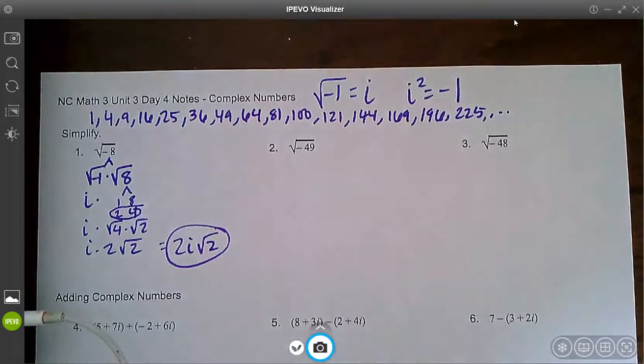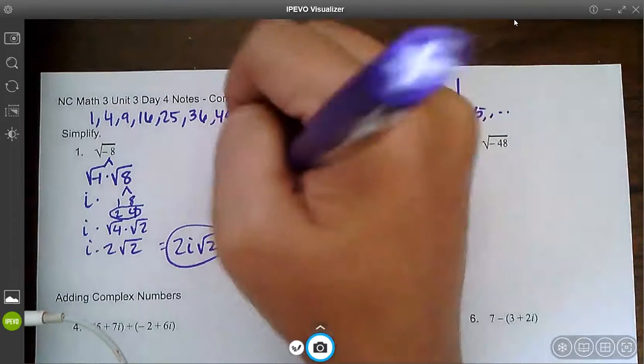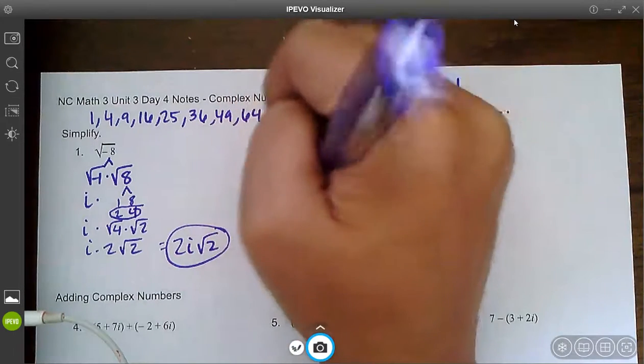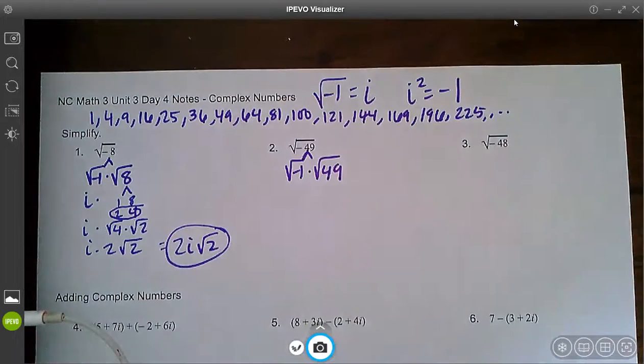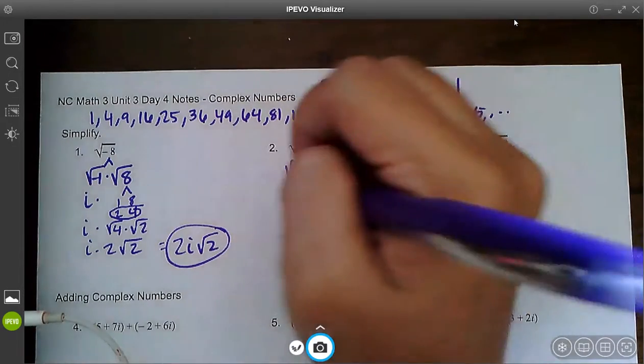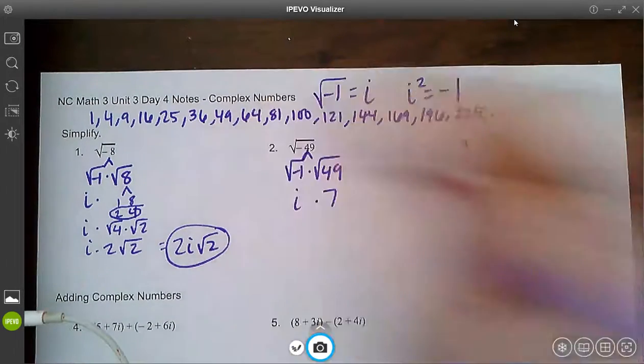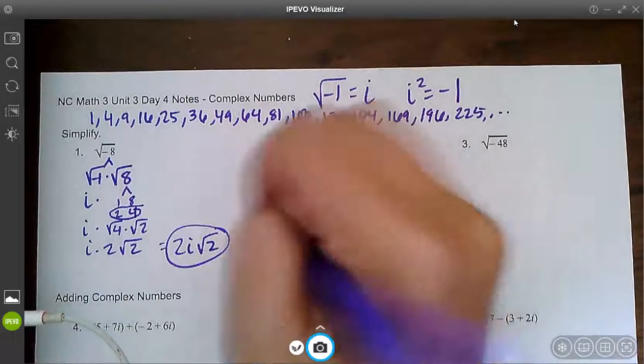The next one, I have a square root of -49, so I'm splitting that up. Square root of -1 times the square root of 49. 49 is a perfect square, and its square root is 7. Square root of -1 is i, so my answer is just 7i.